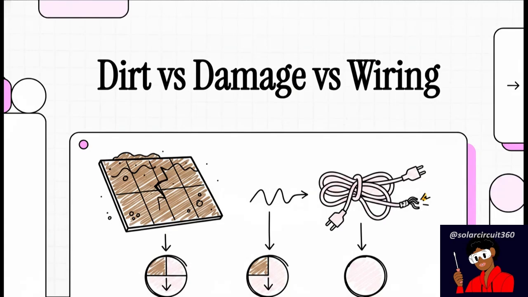So, you've noticed your solar system's power output is way down. The big question is, why? Is it just dirt? Is a panel damaged? Or is there a sneaky wiring problem somewhere? Guessing wrong can be costly, and it can even be dangerous. In this explainer, we're going to show you how to diagnose the real problem step by step so you can get all that power you're supposed to be getting.